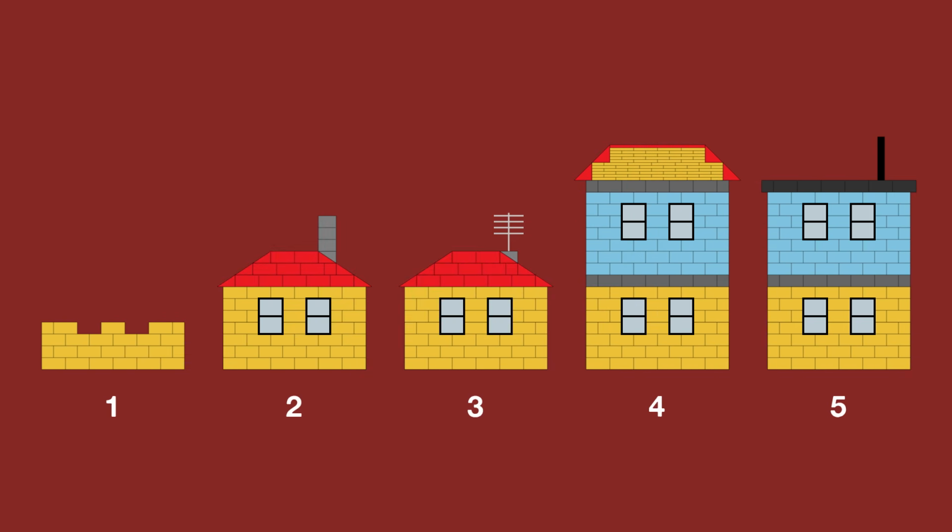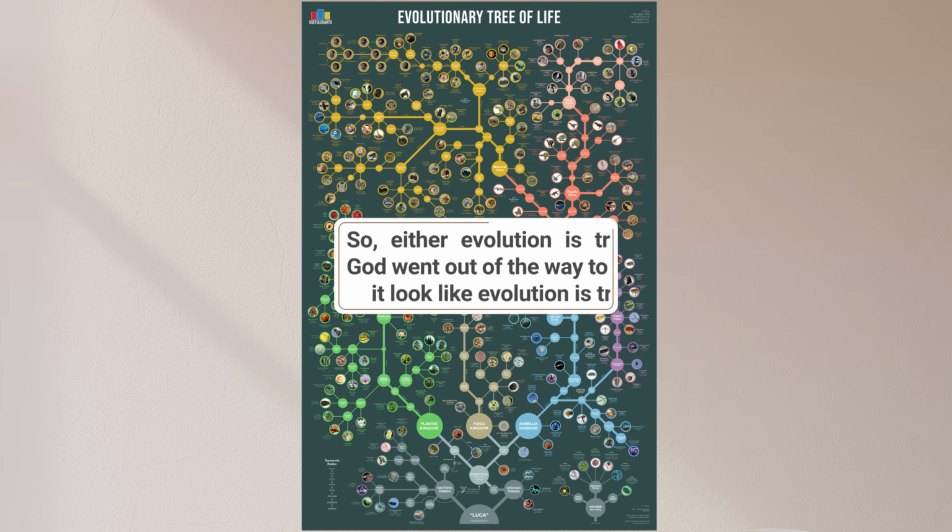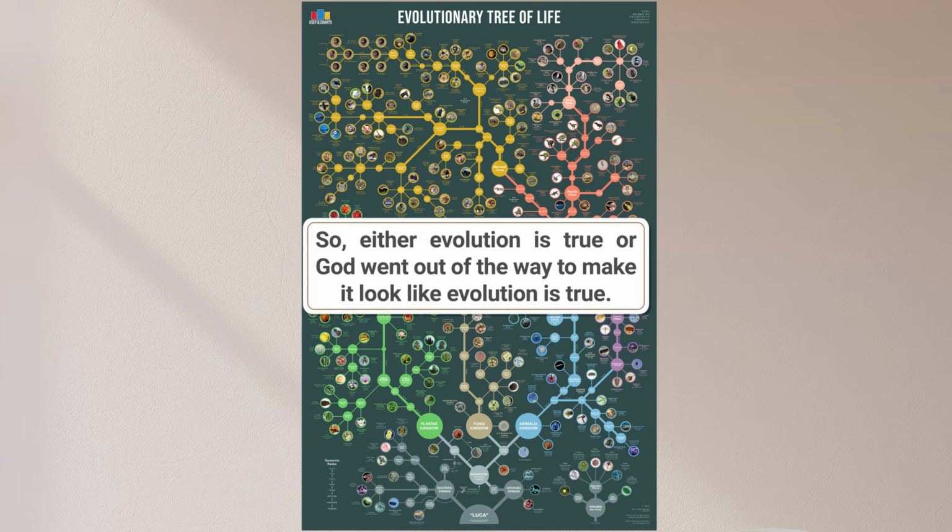So once again, if we put all these step-by-step building stages for each species together and then sorted them out based on what built upon what, well, you guessed it, it would look something like this. So either evolution is true or God went out of the way, and I mean really out of the way, to make it look like evolution is true, going as far as to make sure that only the fossils of really simple life forms ended up in the deepest layers of the earth.